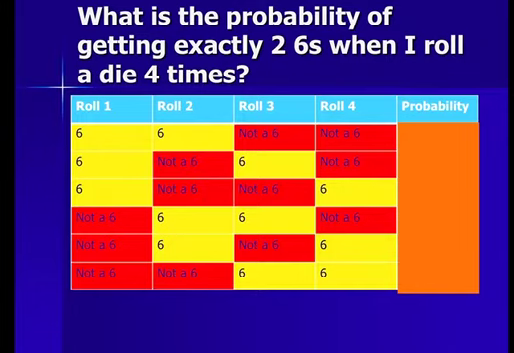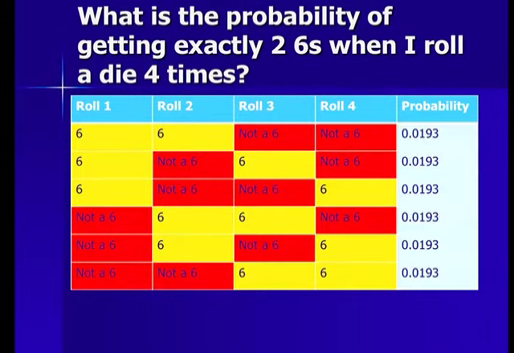We're trying to work out the number of ways of fitting 2 objects, these 2 6s, into 4 spaces. The order doesn't matter to us, so it's not permutations, it's a combinations question, and 4C2 would calculate the number of those combinations, i.e. 6 in this case. For each one of those combinations, the probability of getting 2 6s is going to be 0.0193.